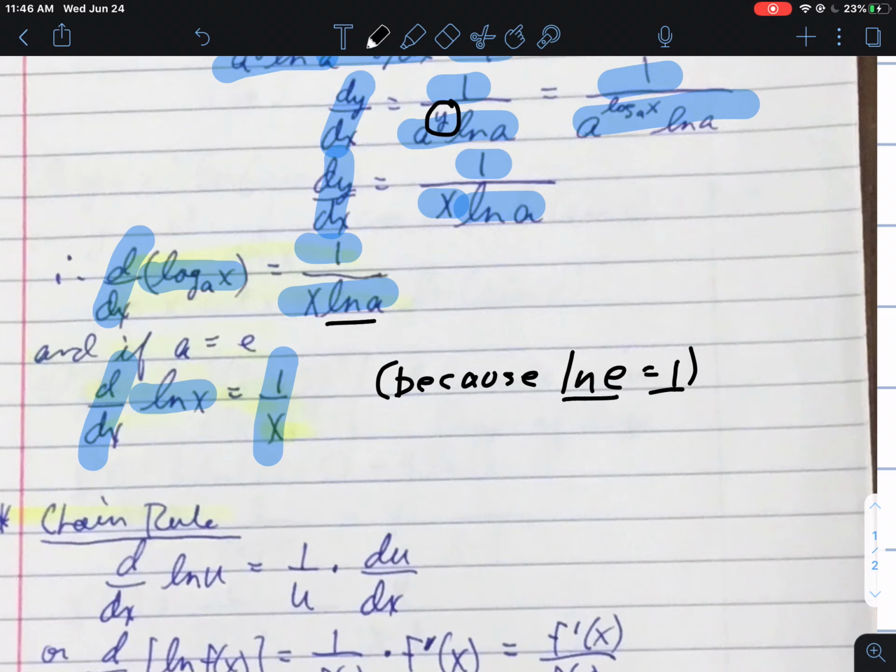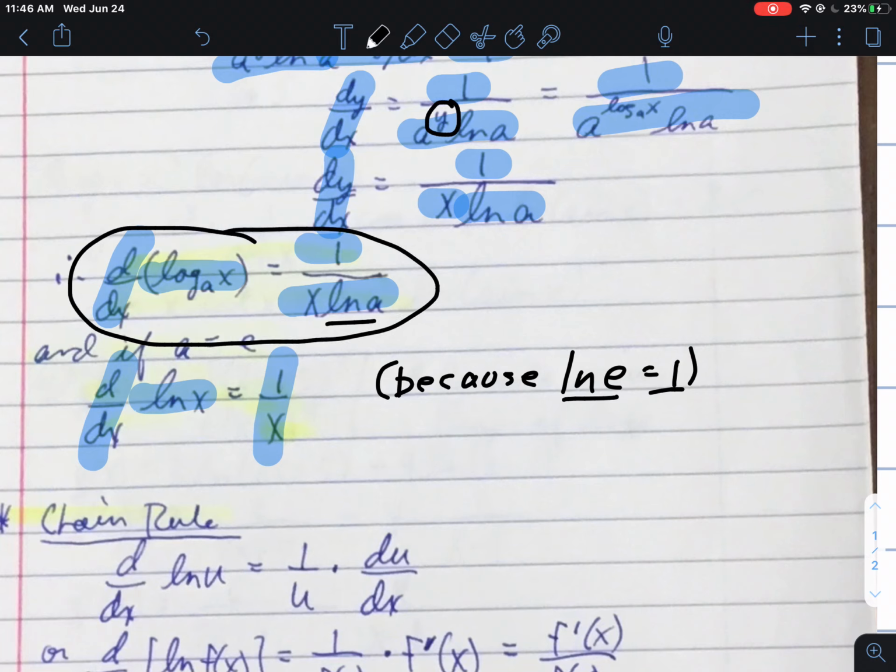But for base e, it's a simpler derivative because of the fact that natural log of e is 1. So just like with our exponential function base e, whose derivative is e to the x, the derivative of ln of x is simply 1 over x. Now, don't forget, though, the more general case.